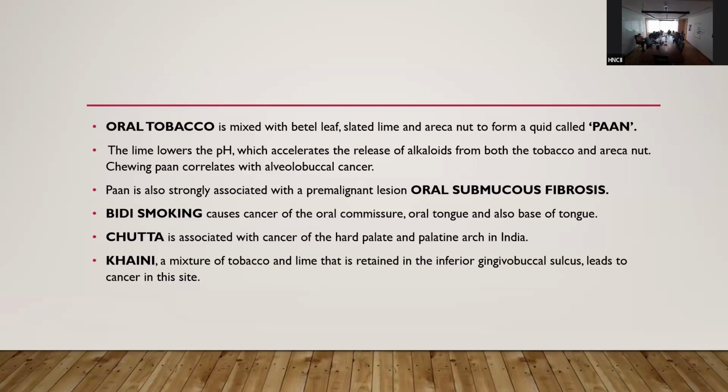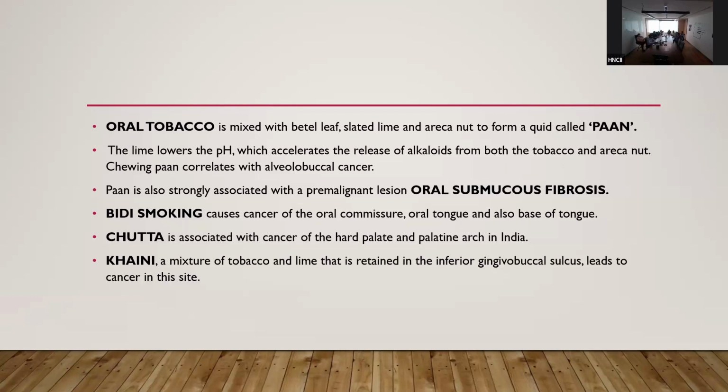Bidi smoking can cause cancers of the oral commissure, oral tongue, and base of tongue because of the particles. Bidi is more likely to cause oral cancer than cigarettes. Then chutta is associated, as I said before, with cancer of the hard palate and palatine arch. And khaini is a mixture of tobacco and lime, which is retained in the inferior gingivobuccal sulcus, which can cause cancer of this site.